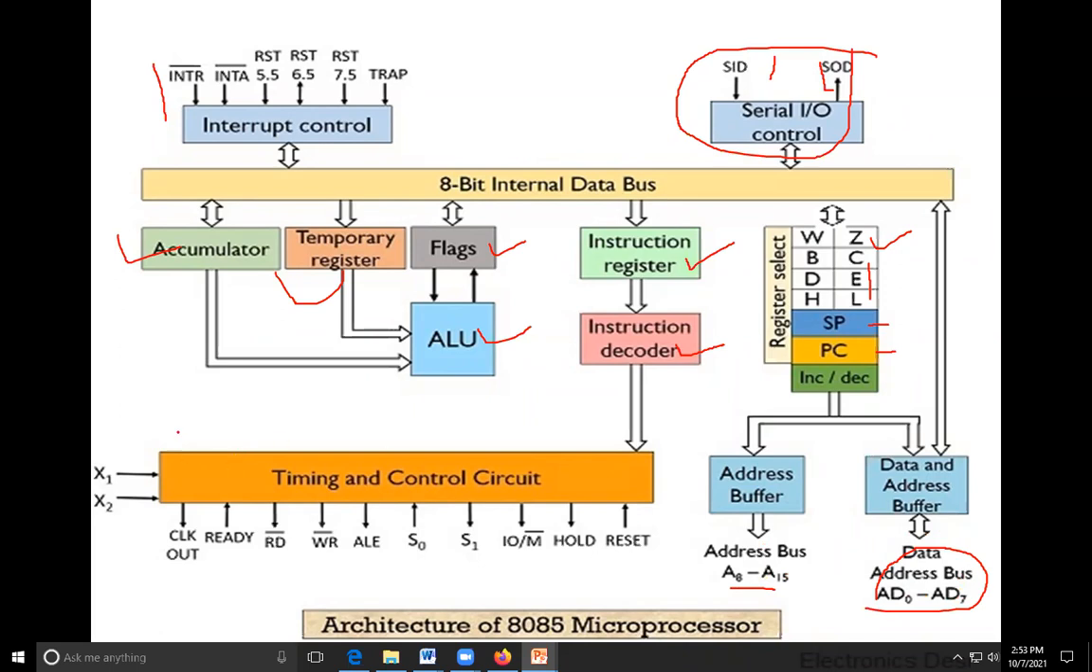Another important part is the timing and control circuit. See here X1 and X2. These X1 and X2 pins are used to connect a clock to the 8085. Another pin is the clock out. This pin is for the clock out. Then there is the READY pin, which indicates whether the 8085 is ready or not.